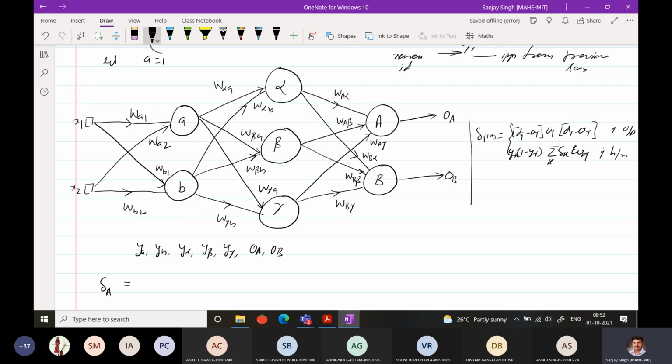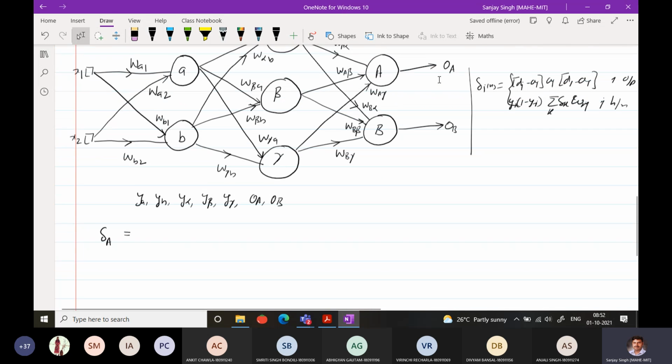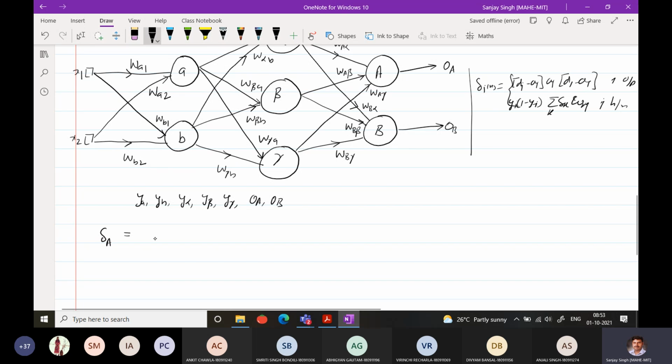Now this will be there with us. With that we'll write here dj, I'm talking about the neuron A. J is identity, so what is the identity of that particular neuron? A. So I'll write dA minus OJ, OJ means OA, this particular output only. OA.